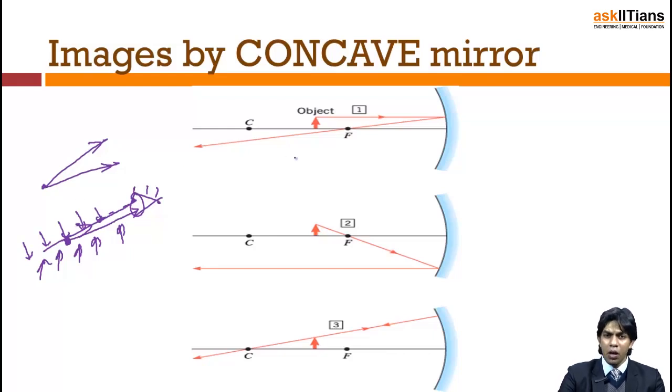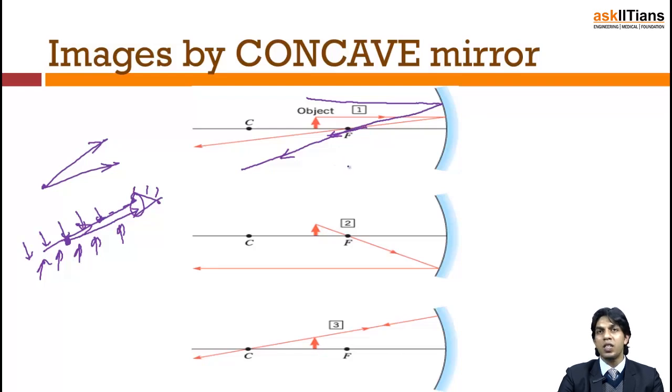Now, before learning more about reflection through spherical surfaces, we need to set a few ground rules. First up: when light propagating parallel to the principal axis hits the concave mirror, then after reflection it passes through the focus. That is, any parallel light ray after reflection will pass through the focus.